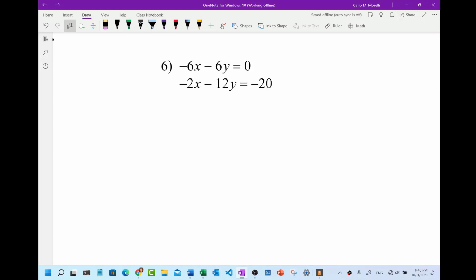Okay, so here we are on number 6, and I think it'd be fairly easy to get. Let's see if we can do it, right? We want the bottom one. Let's make this negative 2 into a positive 6.